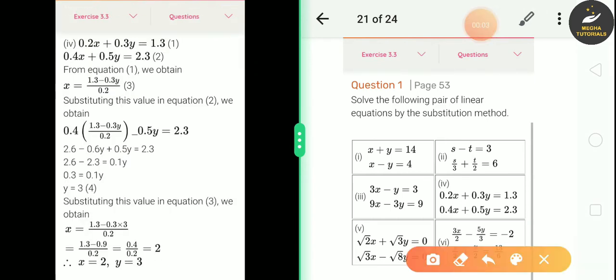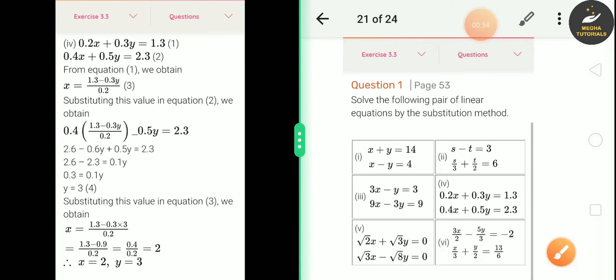Question 4. Equations are 0.2x plus 0.3y is equal to 1.3, equation 1, and 0.4x plus 0.5y is equal to 2.3, equation 2. From equation 1 we can take x is equal to (1.3 minus 0.3y) upon 0.2, take it as equation 3. Then substitute this value in equation 2. So we can write 0.4 into (1.3 minus 0.3y) upon 0.2 plus 0.5y is equal to 2.3. This is a printing mistake, here a plus will come.